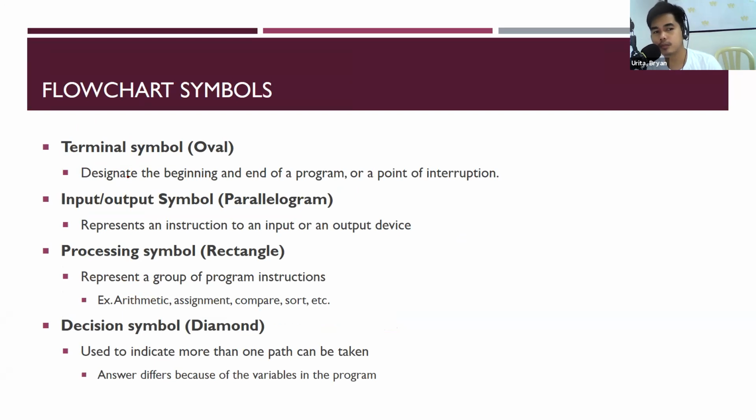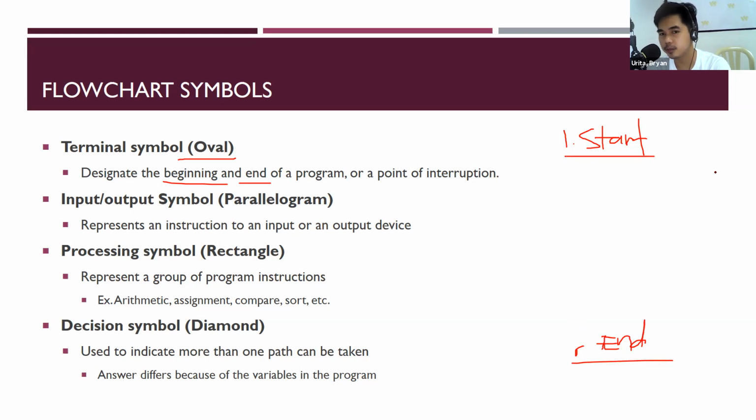Next, we have the different symbols. Symbols, we have oval. Oh yeah, let's recall our algorithm last time. The terminal symbol designates the beginning and the end of a program. So if you remember, we are always writing start at the beginning, and at the last, we are writing end or stop, di ba? To indicate that that's the end and this is the beginning. So meron tayong symbol para dyan. And we are using, ilalagay lang natin yan sa oval. And that is now the terminal symbol.